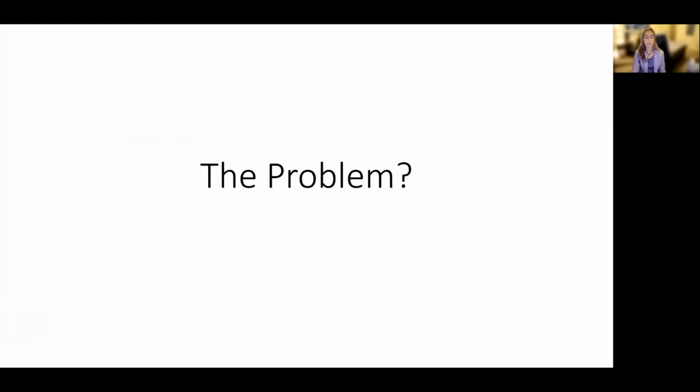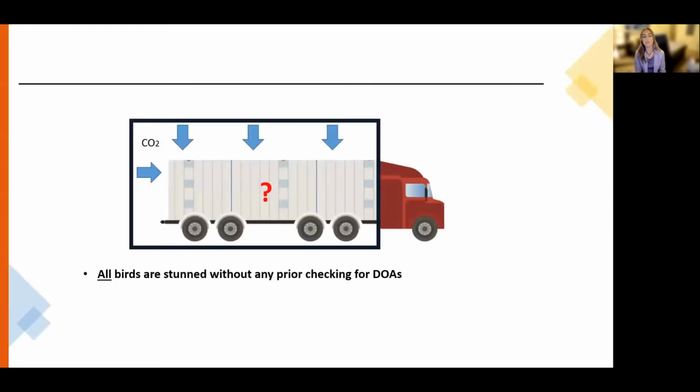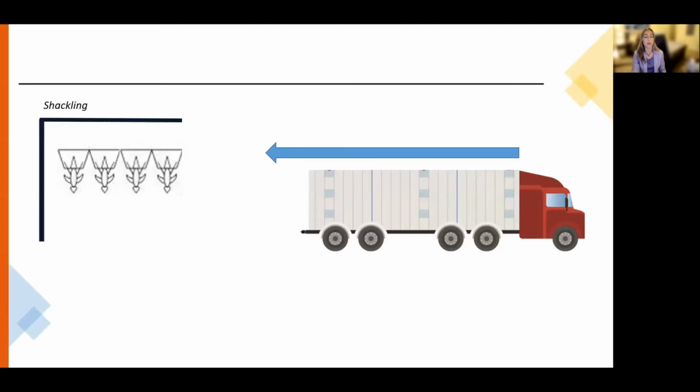So what was the problem? Well, their problem was the fact that all birds were being stunned without any prior checkings for DOAs. So they had no idea if they had any DOAs on that truck before they had actually stunned the rest of the birds. Now, the problem goes further than that. They also noted that when they were unloading this transportation truck, it took about 120 minutes in certain circumstances to unload the final coop into the shackling processing center.